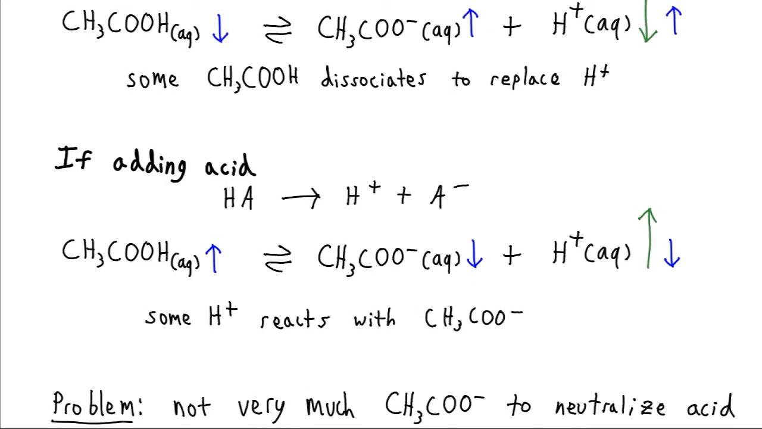But there is a problem with this last case of adding an acid. Remember, weak acids, they don't ionize very much. There's a very, very small percentage of this acetic acid which actually decomposes in acetate. So if we are relying on this acetate to react with some of the H+ we've added, it's going to be a problem if there's not very much of it. So how are we going to get around that?